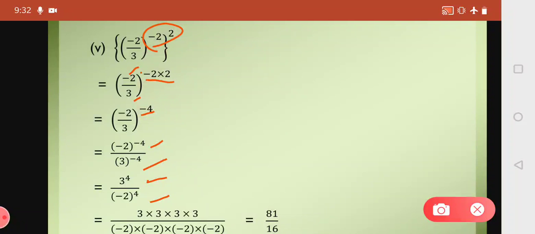Expanding it, we will get 3 into 3 into 3 into 3 upon minus 2 into minus 2 into minus 2 into minus 2. That is 3 3s are 9, 9 3s are 27, and 27 3s are 81, and minus 2 into minus 2, that is 4. 4 into minus 2, that is minus 8, and minus 8 into minus 2 we will get 16. So we will get 81 upon 16.